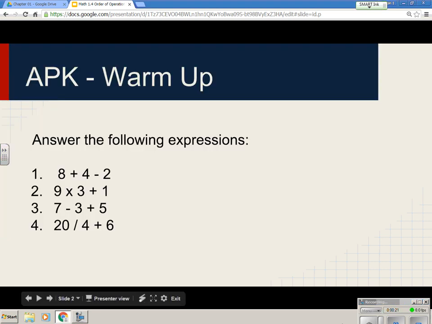And here is your warm-up. I have 4 problems. I want you to answer the following expressions. We'll see if you get the same answers as I do. Show your work if need be. Good luck.